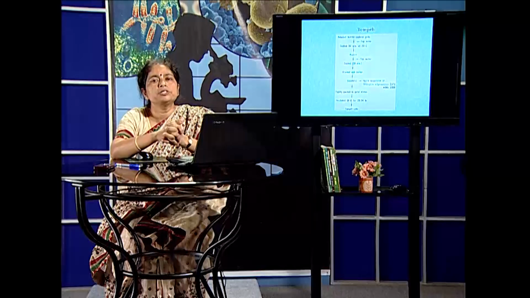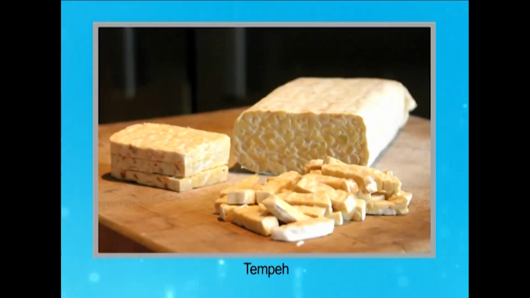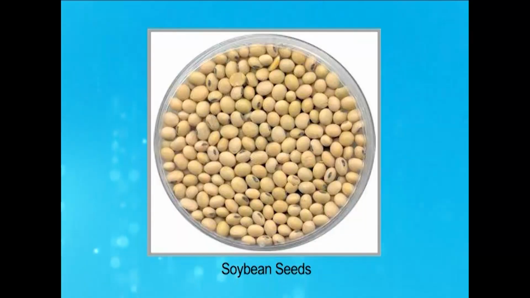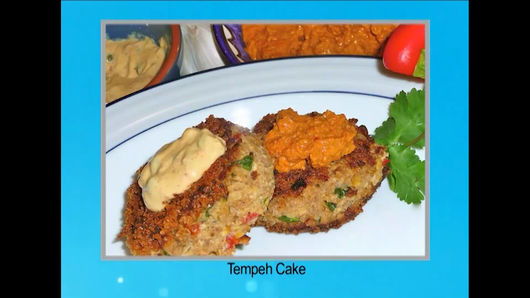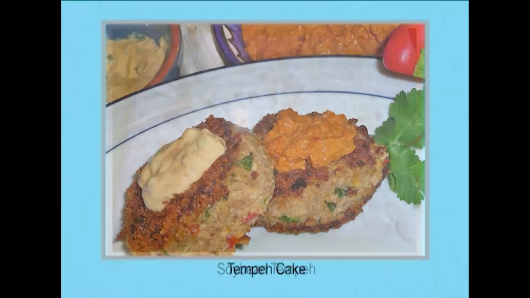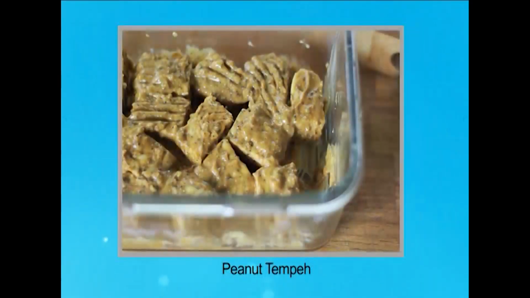The species of Rhizopus is used in the production of a food item which is called tempeh. Now this tempeh is again produced from the soybean seeds which are being ground together, and this is inoculated with the help of the spore suspension of Rhizopus oligosporus. This, after inoculation with Rhizopus and incubated at 31 degrees Celsius for 20 to 24 hours, gives rise to a product which is called the tempeh cake. Now this tempeh can be made from soybean, then it is called a soybean tempeh, or this tempeh can be made from the peanut, then it is known as a peanut tempeh.